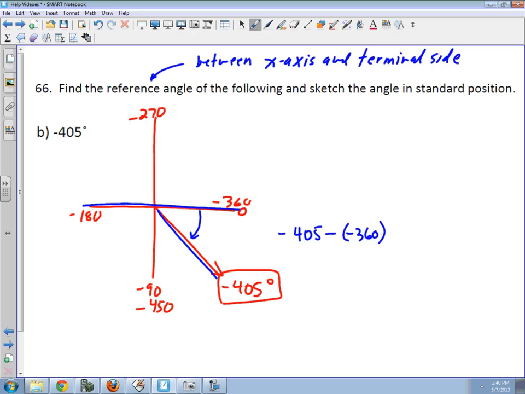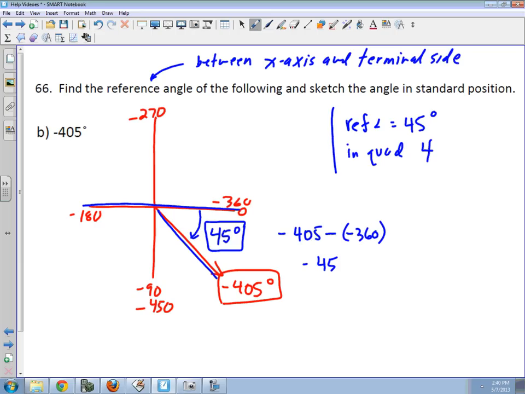If you want to do that, you'll get your answer. One thing you have to remember about reference angles, though, in this case it tells you negative 45. Reference angles are always positive. So the reference angle for this particular case is 45 degrees. And you're in quadrant 4. Okay, so that would be my answer to that one. Reference angles are kind of tricky, always between x-axis and terminal side.